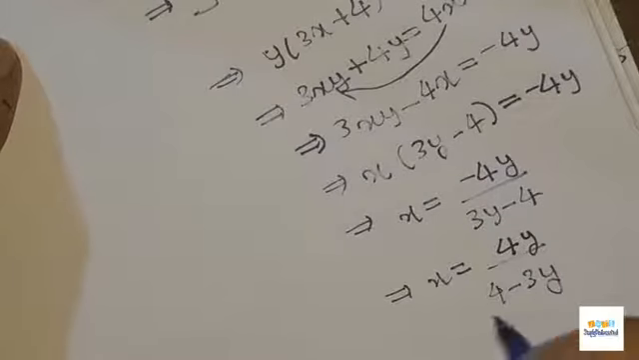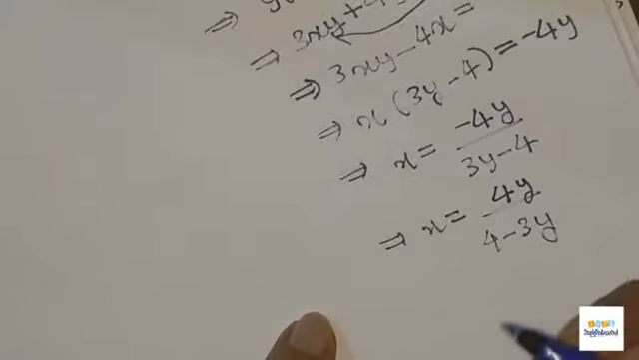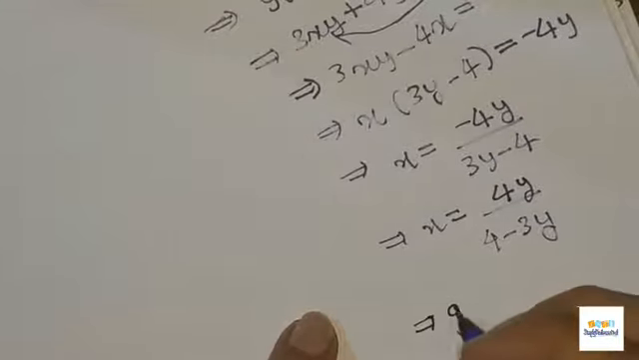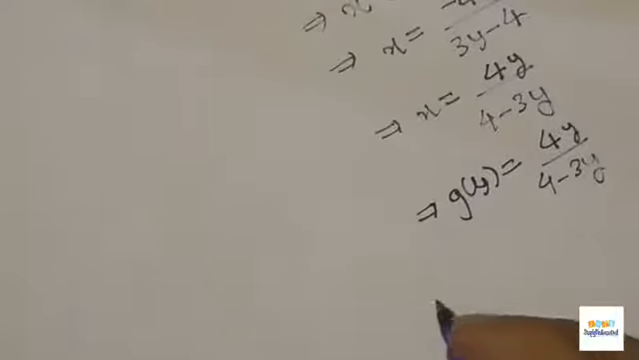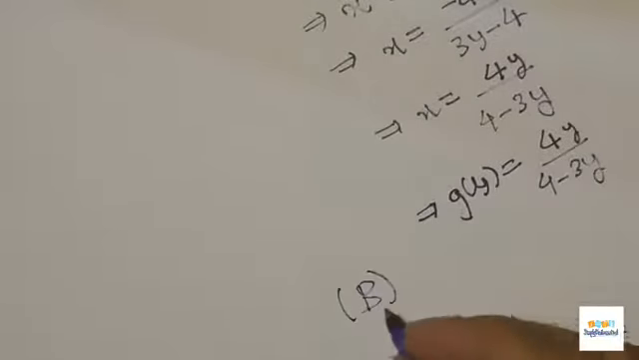So you got this value, and if you take this x equal to g(y), then g(y) is equal to 4y divided by 4 minus 3y, which is nothing but option B in the problem. So that was the 14th problem.